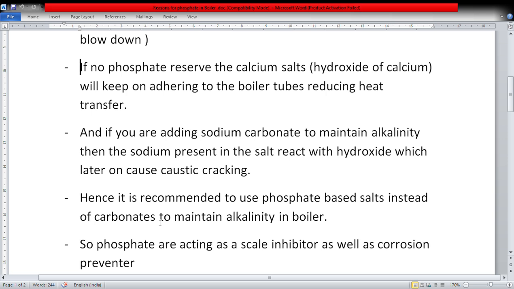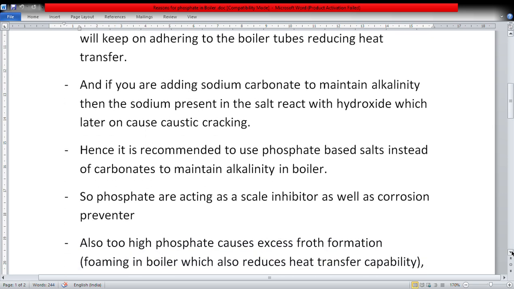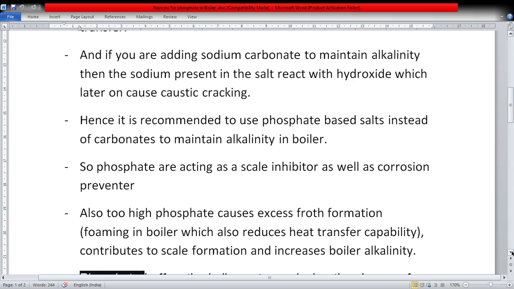So what is recommended is to use phosphate based salt instead of carbonates. We are not supposed to use CaCO3, that is calcium carbonate, or any carbonate based salts. Rather, we are supposed to use phosphate based salts. Phosphates act as a scale inhibitor as well as a corrosion preventer. As I already said in the beginning, we use phosphate because it is anti-scaling. Two things to keep in mind: anti-scaling and anti-corrosive.